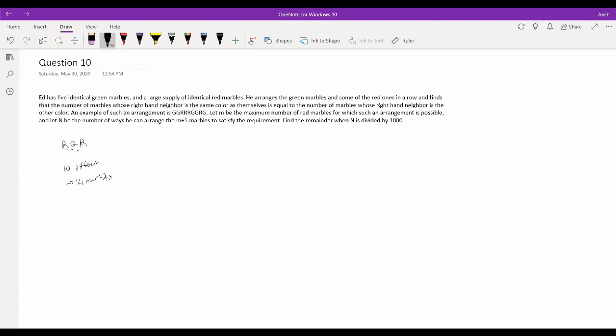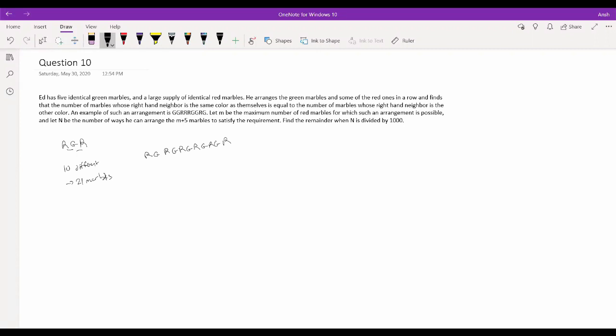So we have 21 marbles. Now let's see how these are arranged. We know that the green marbles have to be separated. So it has to be red, green, red, green, red, green, red, green, red, green, red. That's five green, six reds. It has to be in this form, because if you're missing a red in between one of the greens, we will no longer be able to have 21 marbles. So from this position, we're just adding reds into various positions.